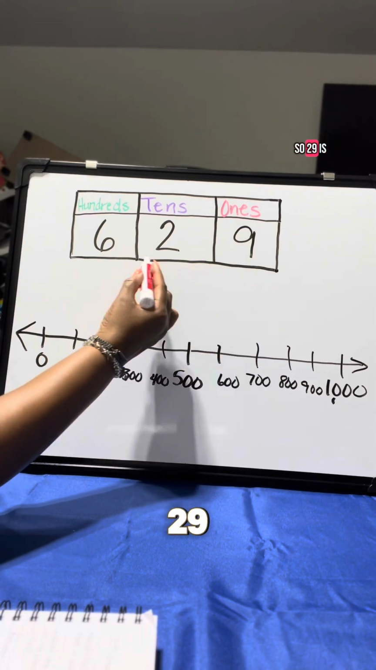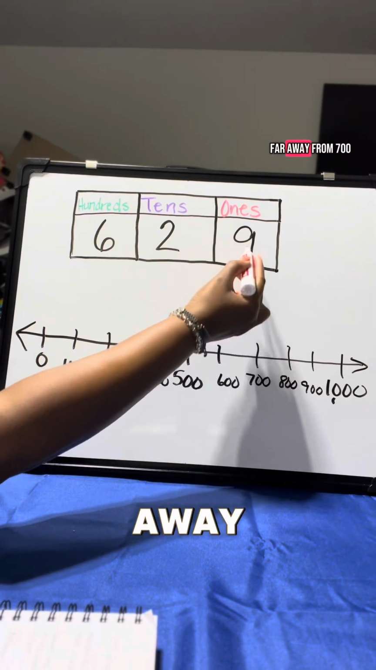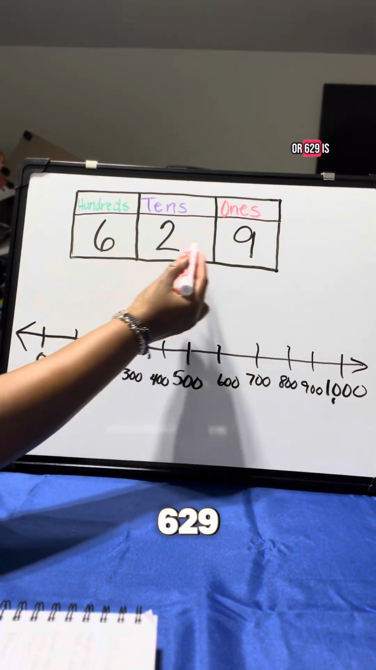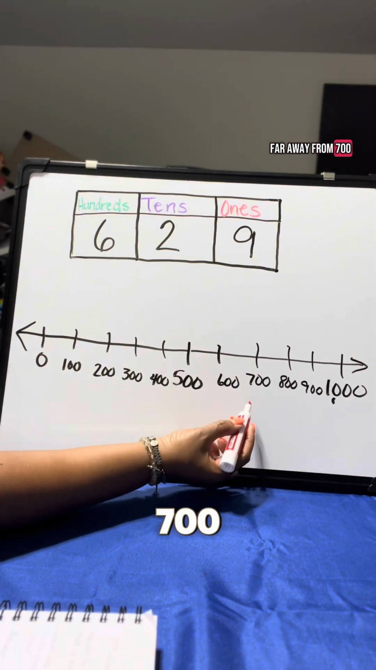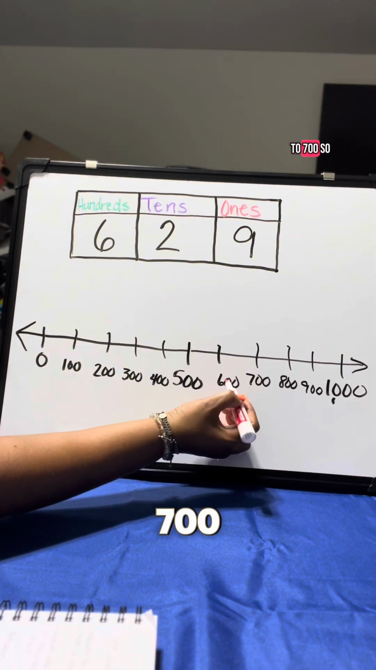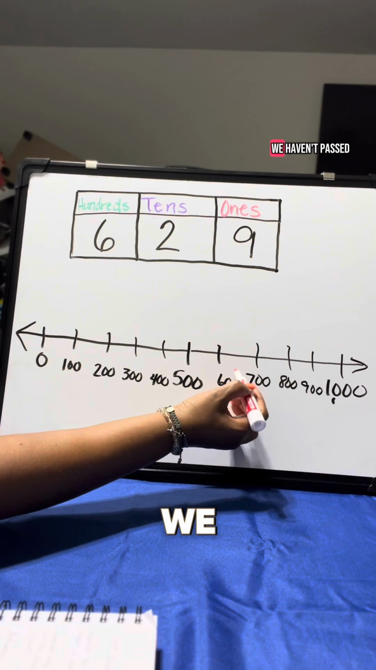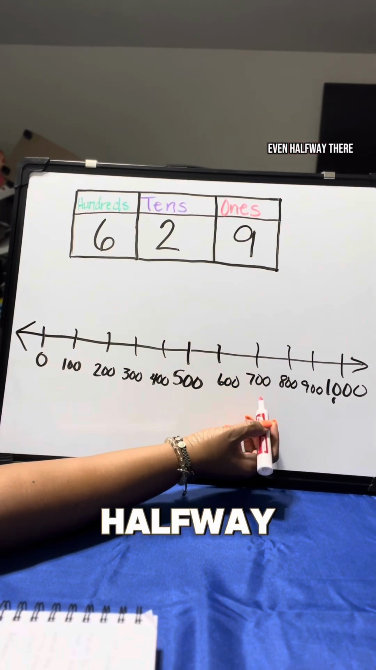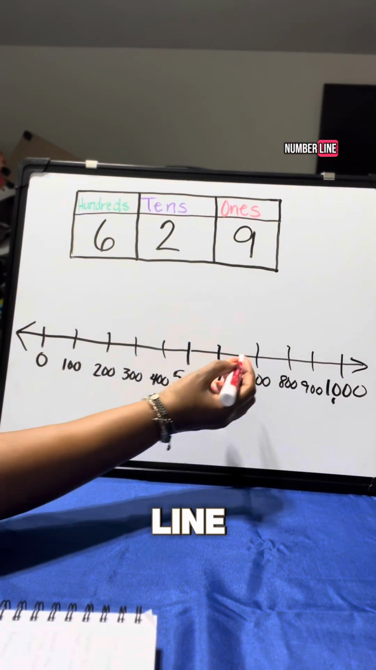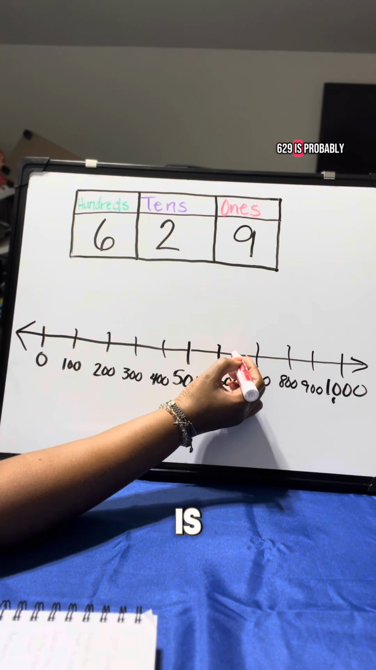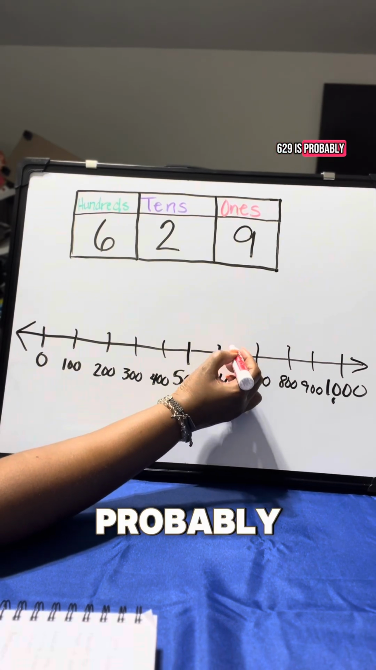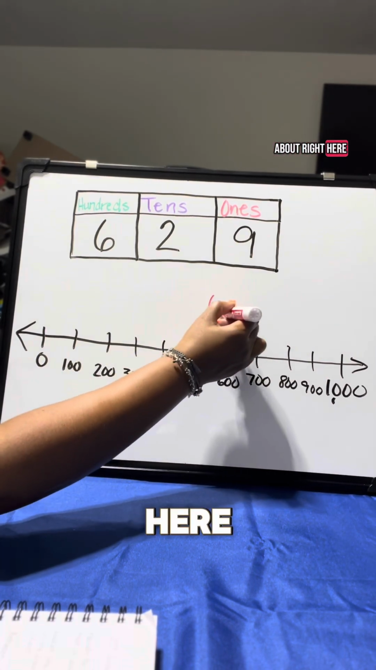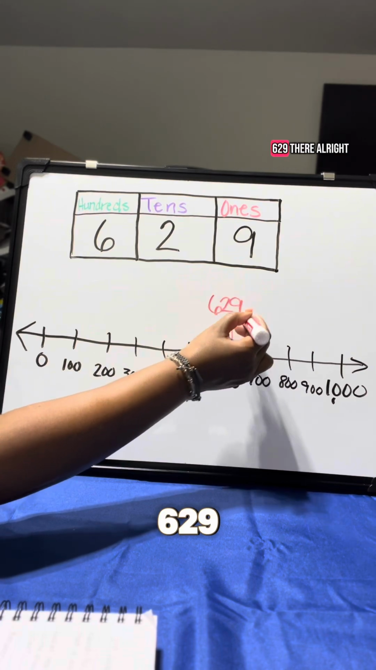629 is far away from 700. So it's not to 700. We're not close to 700. We haven't passed 700. We're not even halfway there. But if we look at our number line, we see that 629 is probably about right here. So I'm going to put 629 there.